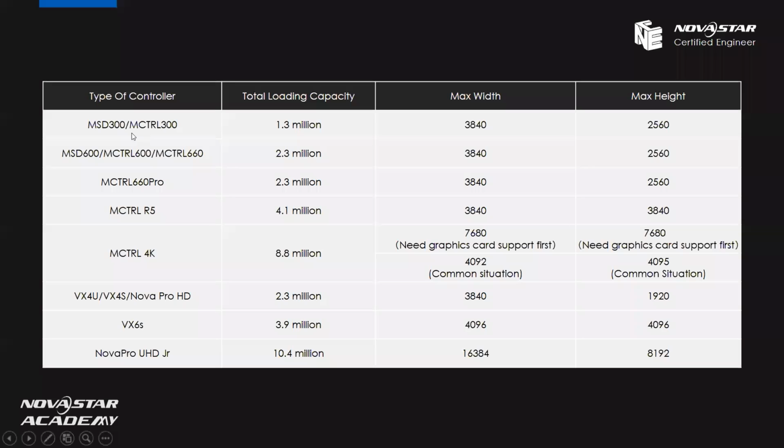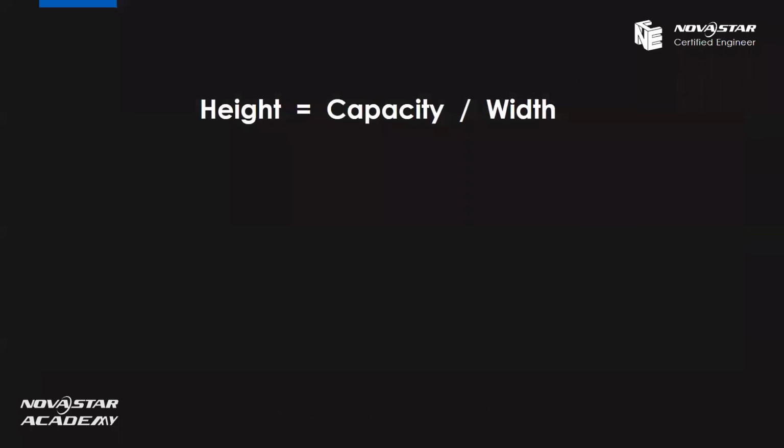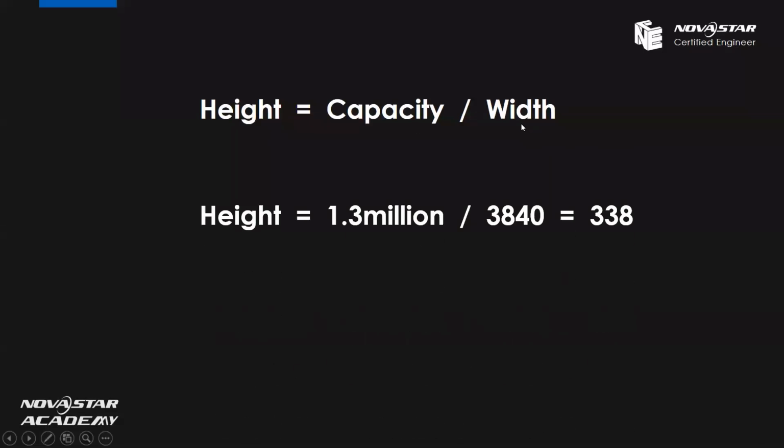Here, imagine we are using the M-Control 300 and we know the loading capacity is 1.3 million pixels. And the max width is 3840. So what about the height? Let's check it out. Here we can use this formula to get the result. The height is equal to the capacity divided by the width. So here we use 1.3 million pixels divided by 3840. After calculating, we can get the height is 338.